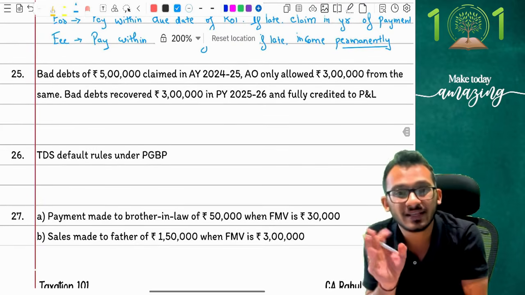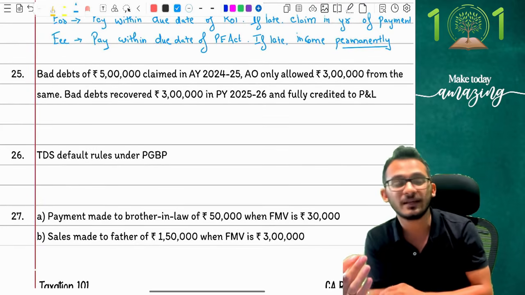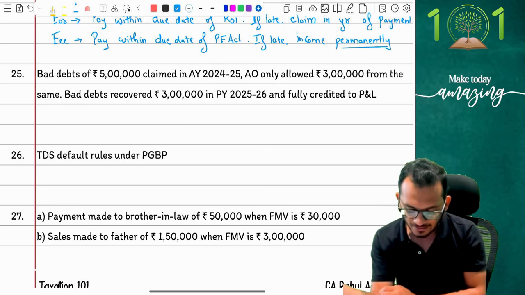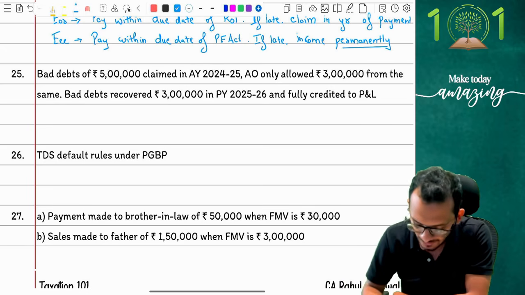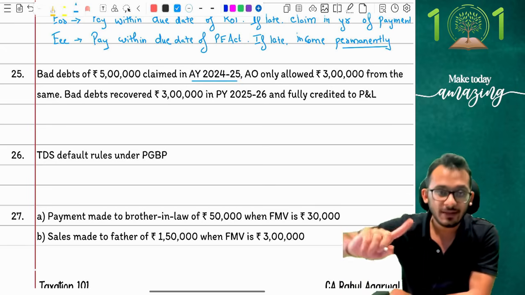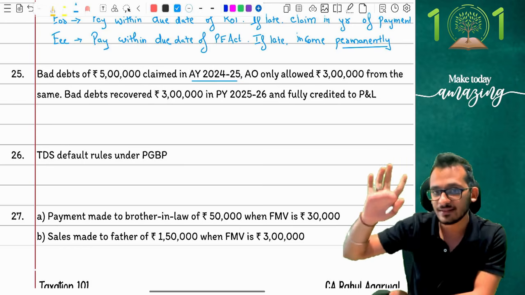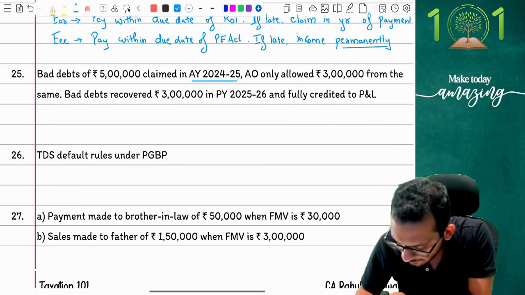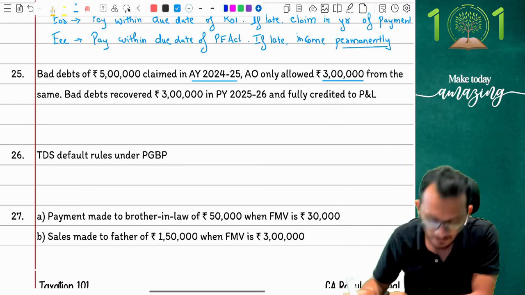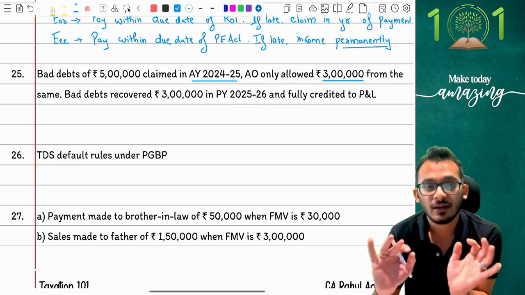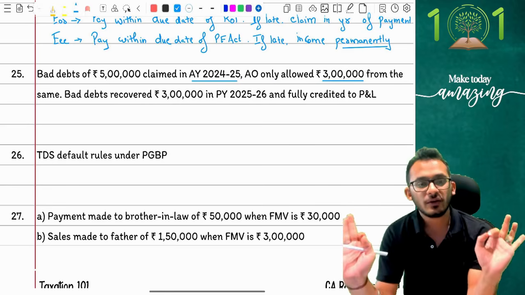Next one comes 25. 25 is one of the trickiest adjustments because students generally tend to make mistakes in this. Look very carefully. Question says, I have a bad debt of 5 lakh rupees which is claimed in AY 24-25. Yes, AY 24-25 means some past year, not your present year, because you are doing assessment year 26-27. Next, assessing officer only allowed 3 lakh rupees from the same.